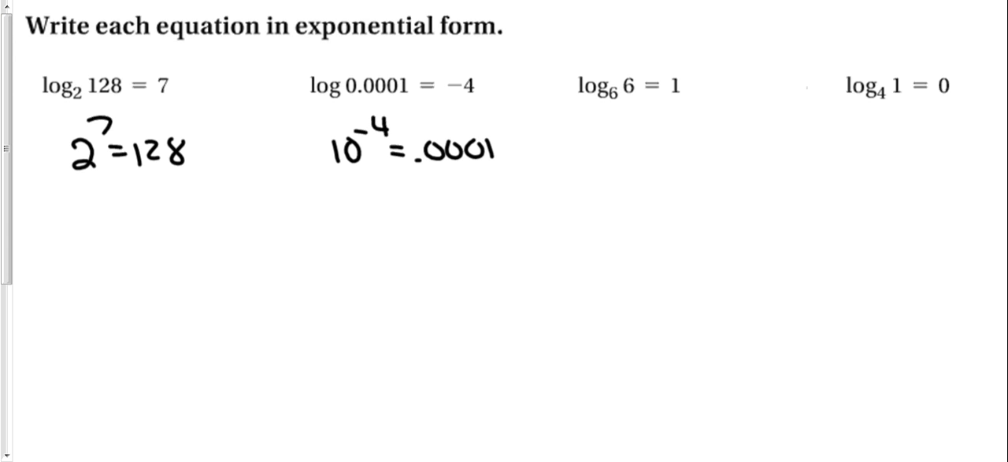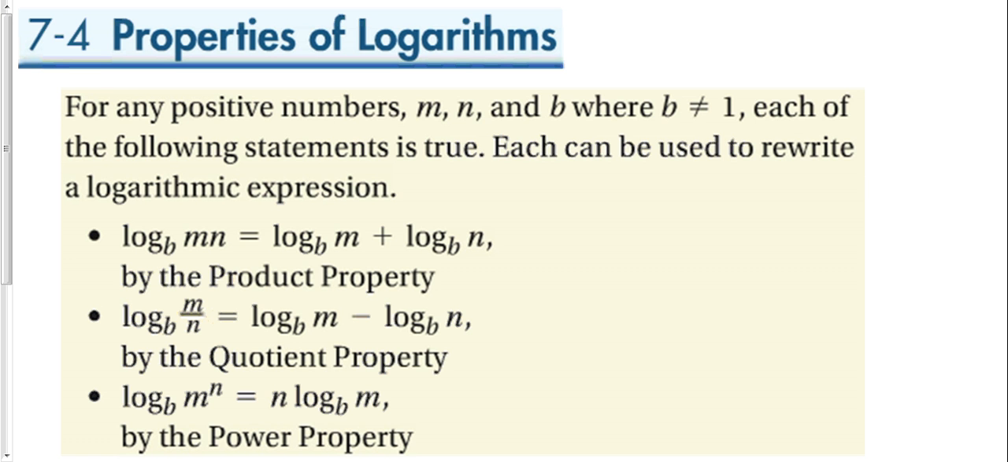For the next one, we have log base 6 of 1 is equal to 6. And log base 4 of 0 is equal to 1. And notice that all of these actually work. They make sense. 2 to the 7th is 128. So if your answer does not seem to work out, you probably wrote it wrong.